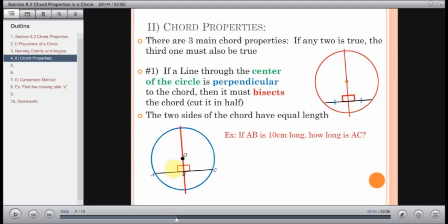Well, if that is being cut exactly in half by this line, and that's 10, then the whole distance must be 20, because that's 10 and that's 10, so AC must be 20, because AB is 10 there. BC must also be 10, and then the entire distance, AC, the full distance across, must be 20. There you go.